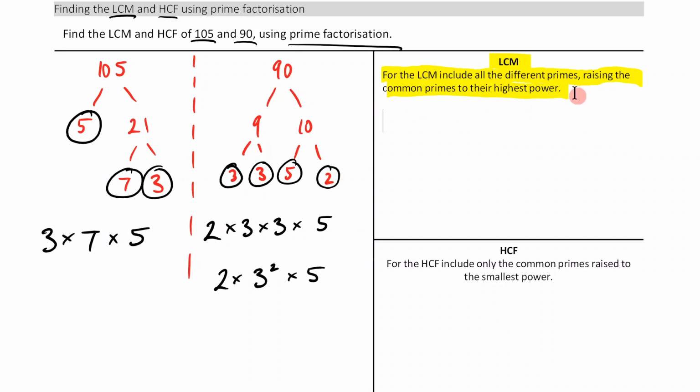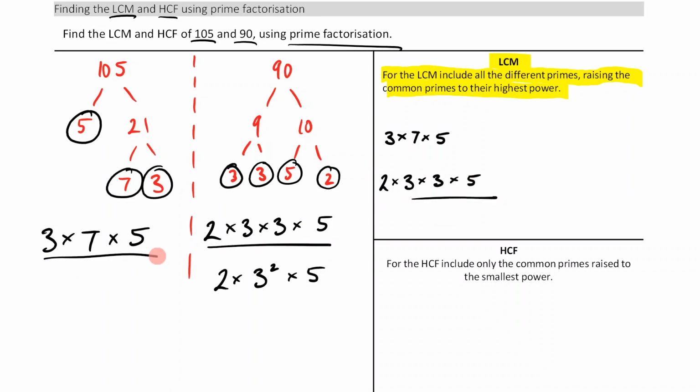Wow, what on earth does that mean? What we should do here is let's just write it out again. So I've got 105, and what I know is that breaks down into my prime factors of 3 times 7 times 5. And then for my 90, let me just write it here. I have 2 times 3 times 3 times 5. So I've just written them down there. I took that and I wrote it there. Nothing too tricky.